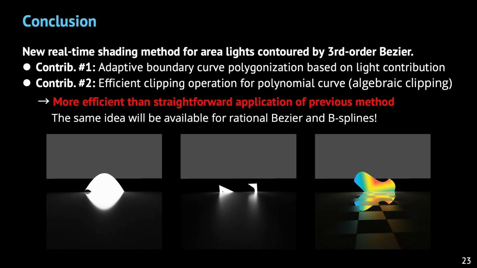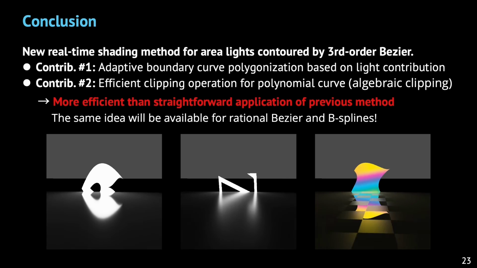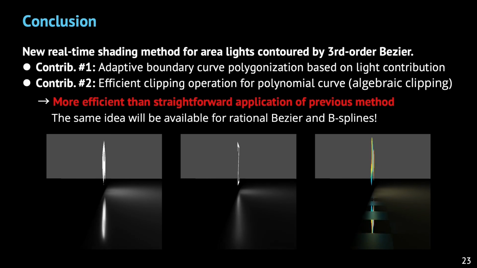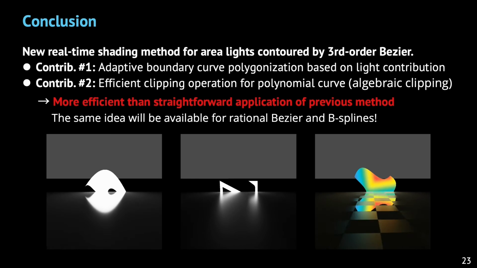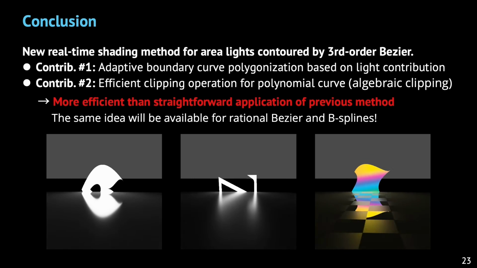Thanks to these contributions, our method is more efficient than a straightforward application of the previous method to a simple polygonal approximation. More importantly, the ideas introduced in this study can be extended to other types of polynomial curves, such as rational Bézier curves and B-spline curves.